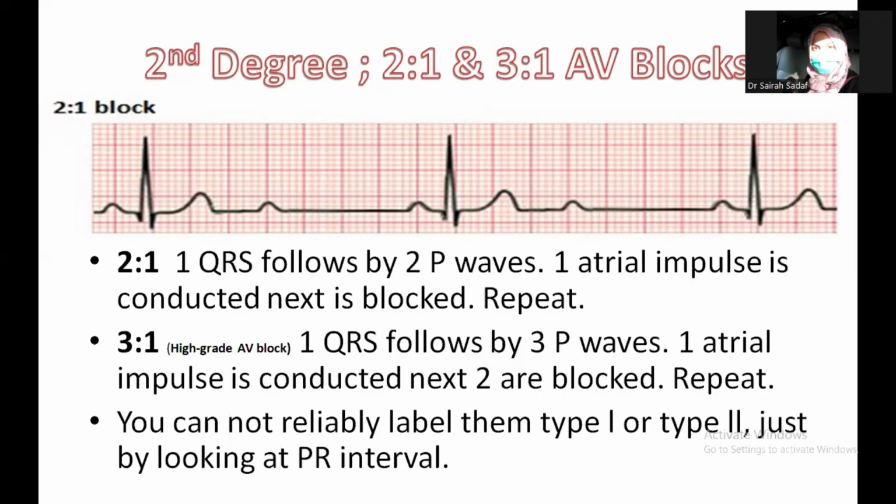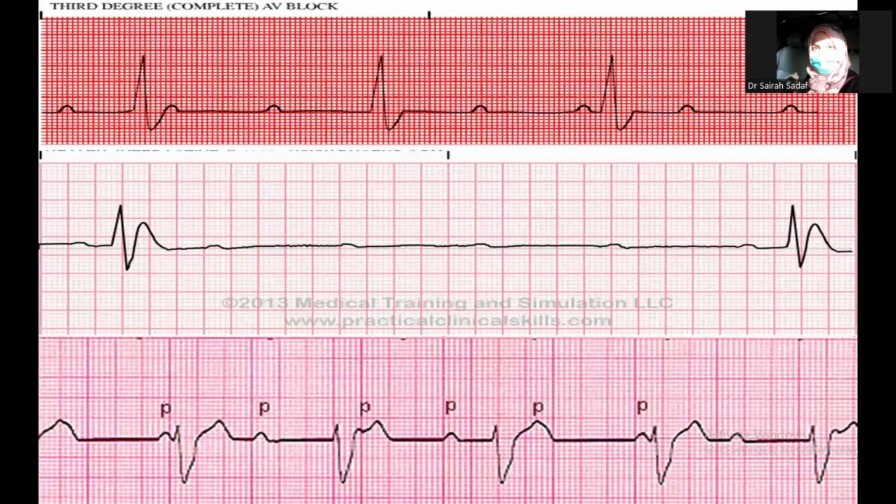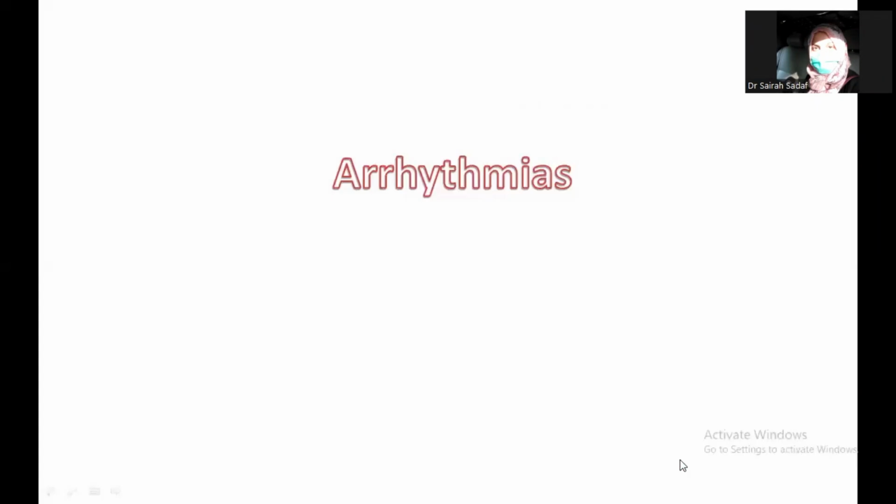So that's very simple. And 3-in-1 block is also known as high grade AV block, because that will lead to cardiac arrest. If no intervention is done promptly, the patient will develop cardiac arrest. These are different ECGs showing you the third degree AV block. This one is the very serious one. And this one I have already shown you in the previous slide.